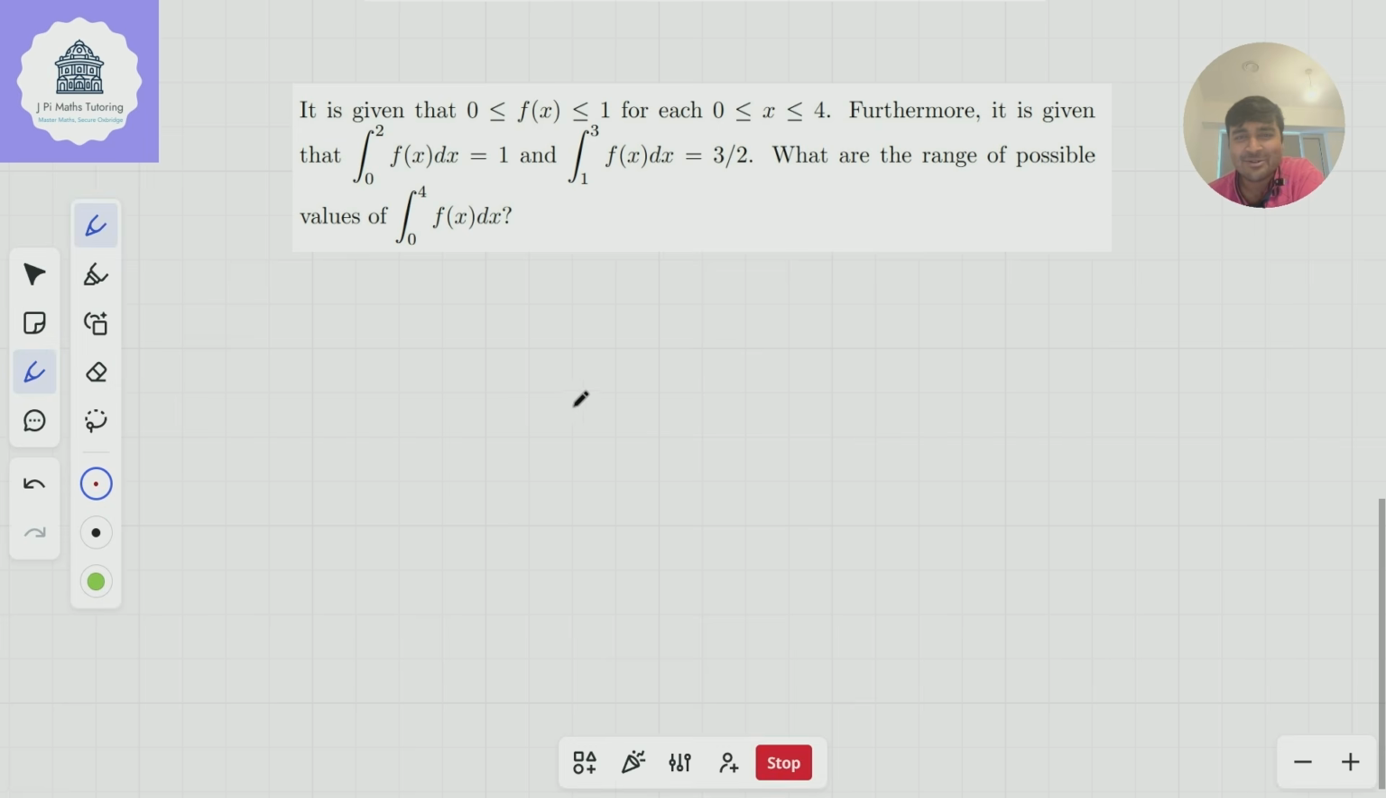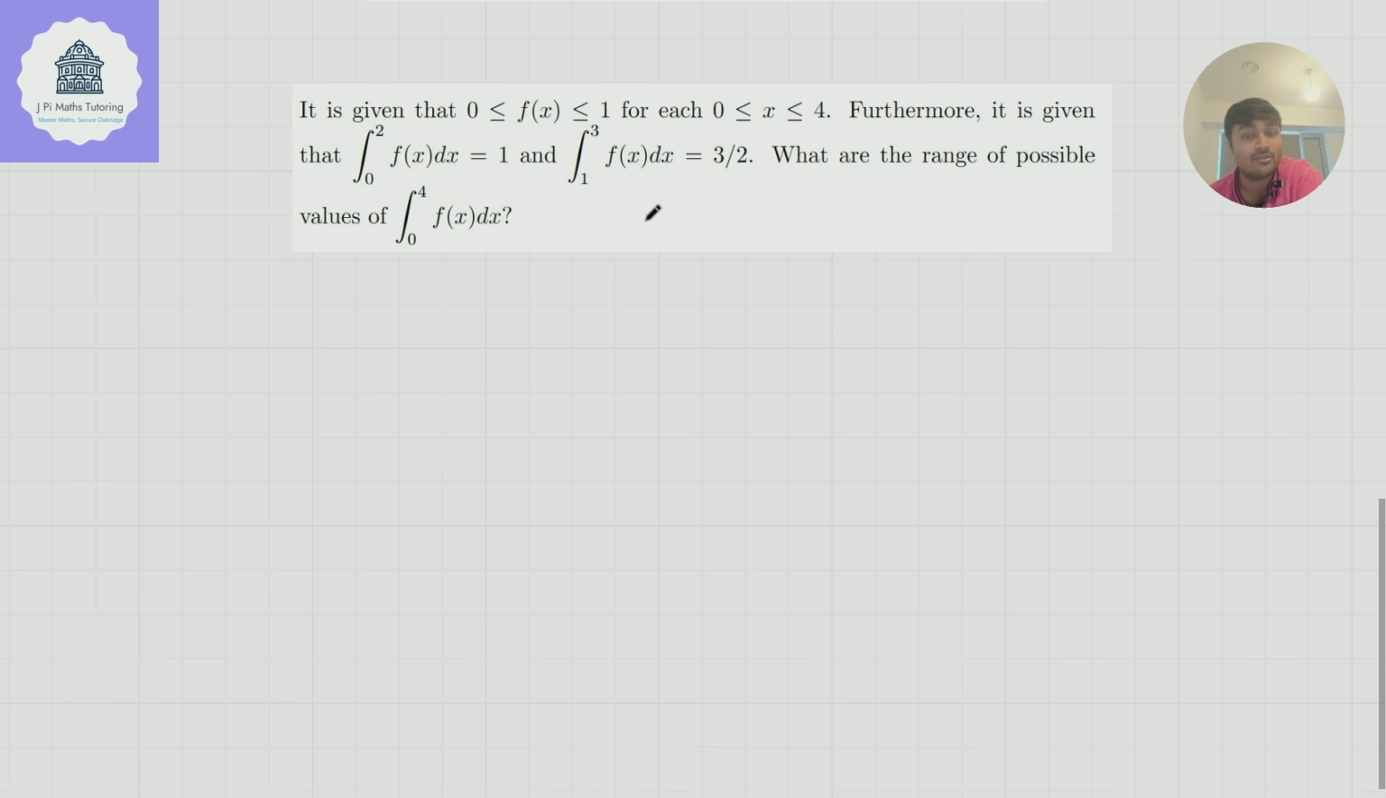It is given that 0 is less than or equal to f of x is less than or equal to 1 for each x between 0 and 4. Furthermore, it is given that the integral from 0 to 2 of f of x dx is 1, and the integral from 1 to 3 of f of x dx is 3 over 2. What are the range of possible values of the integral from 0 to 4 of f of x dx?